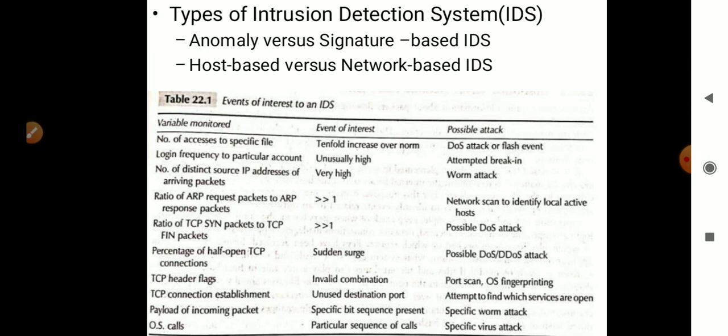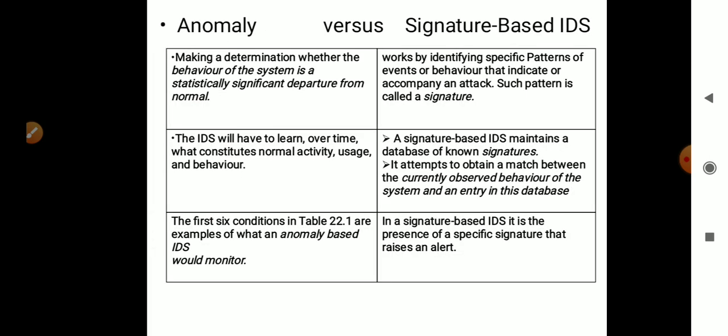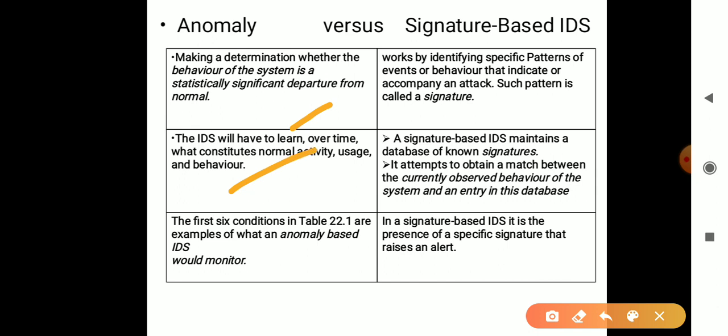The first one is anomaly versus signature based, and the second one is host based versus network based. The first one is anomaly versus signature based, where in the anomaly based they are trying to determine based on the behavior of the system related to the normal of the system. In this one, they are trying to learn over time how the normal activity is, what is the behavior of the system.